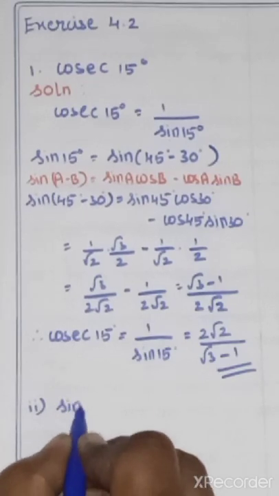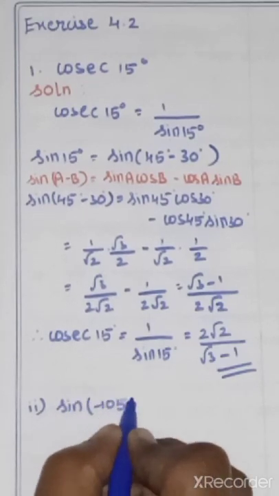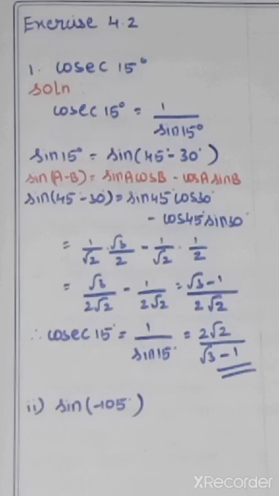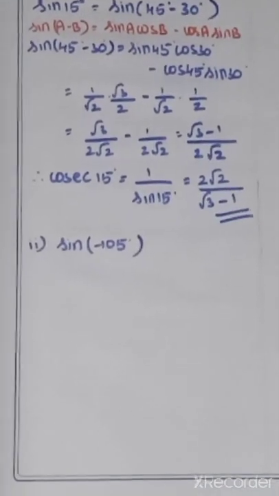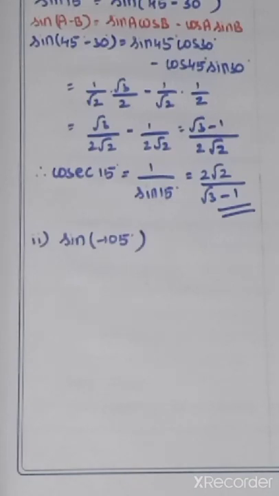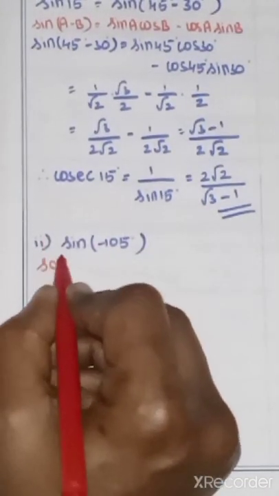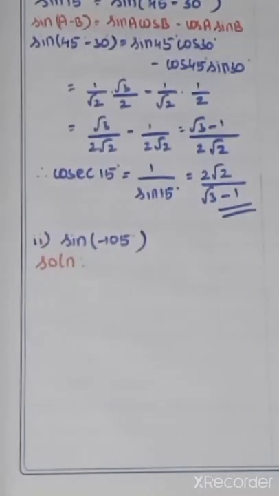Now, second subdivision. Question: sine of minus 105 degree. Similarly, 105 we don't know the value, so we have to write it in terms of whatever values we know.